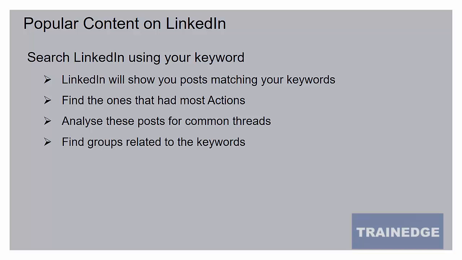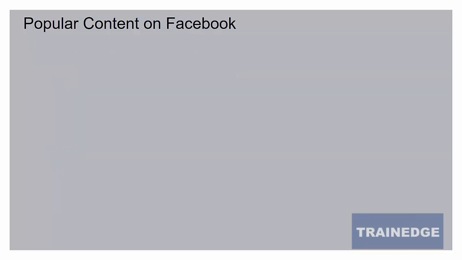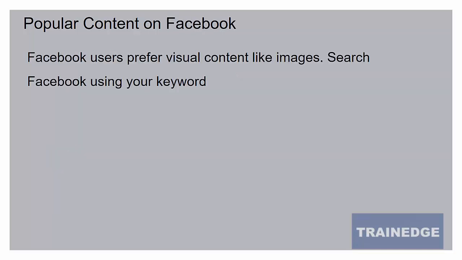Find some groups which are related to the keywords and see what people are discussing in those groups. Looking at LinkedIn discussion groups will help you understand what users want to hear. You can also find popular content on Facebook, especially when it comes to consumer oriented content. Facebook users generally prefer visual content. LinkedIn users generally prefer text based content.